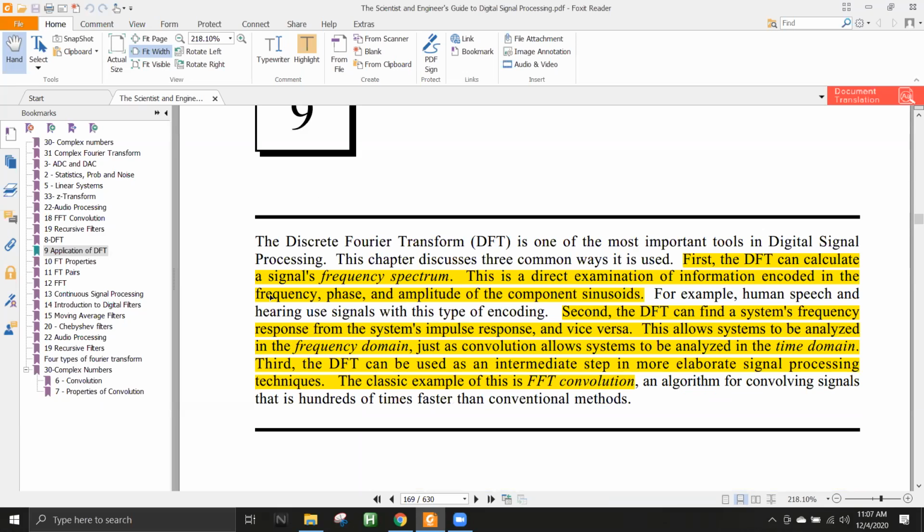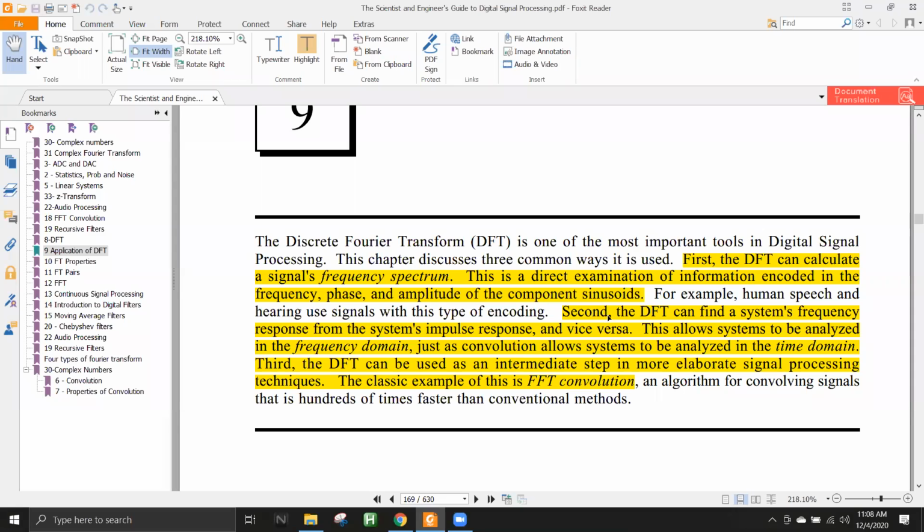The first thing that DFT does is calculates the frequency spectrum. So this is just what we have seen in the previous chapter. This is nothing new. So it gives you direct examination of information encoded in frequency. Or frequency means directly the complex numbers, or if you convert it to the polar form, then you get the phase and all those things.